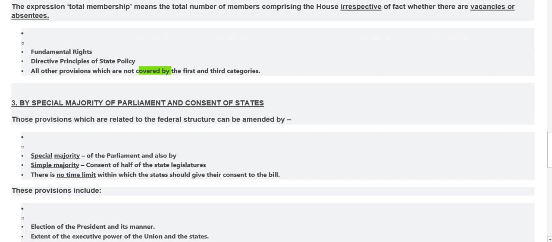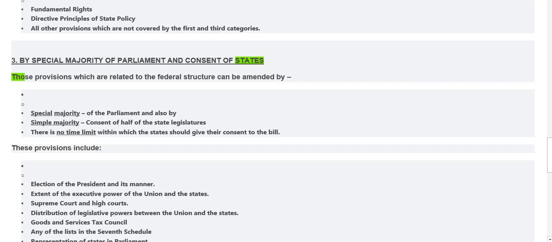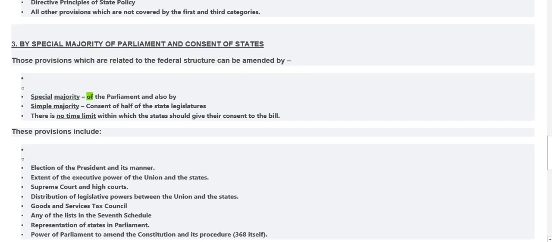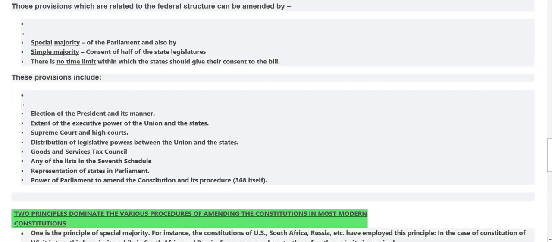All other provisions which are not covered by the first and third categories. 3. By special majority of Parliament and consent of states. Those provisions which are related to the federal structure can be amended by special majority of the Parliament and also by simple majority, consent of half of the state legislatures. There is no time limit within which the states should give their consent to the bill.